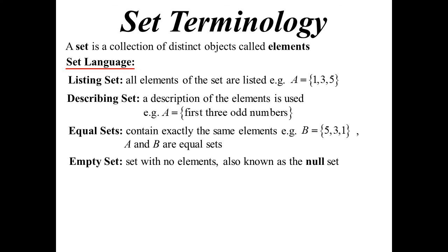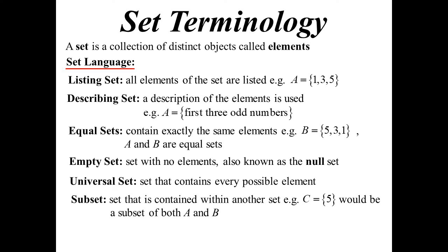An empty set is always interesting. An empty set is a set which has nothing in it. Sometimes you see that called the null set. Universal set, on the other hand, is the set that contains every possible element. So that's sort of like our sample space in probability. A subset is a set that's contained within another set. Again, if we were to relate that back to probability, that would be like our event space, which would be contained within the sample space.